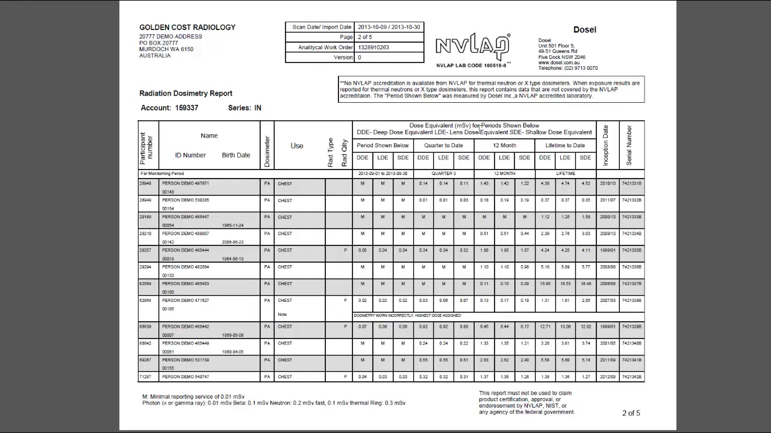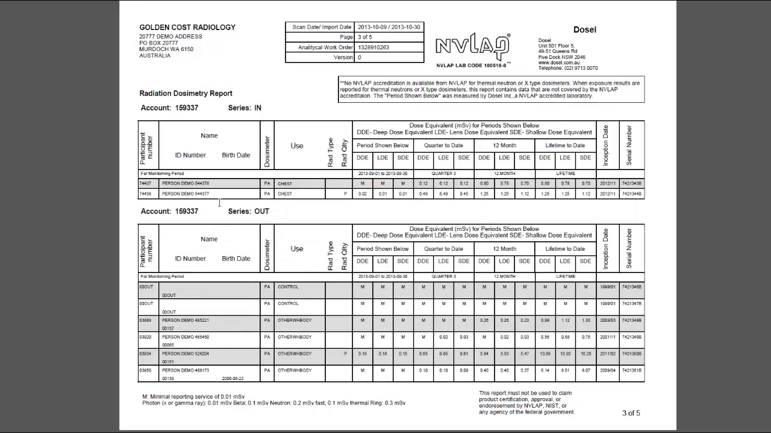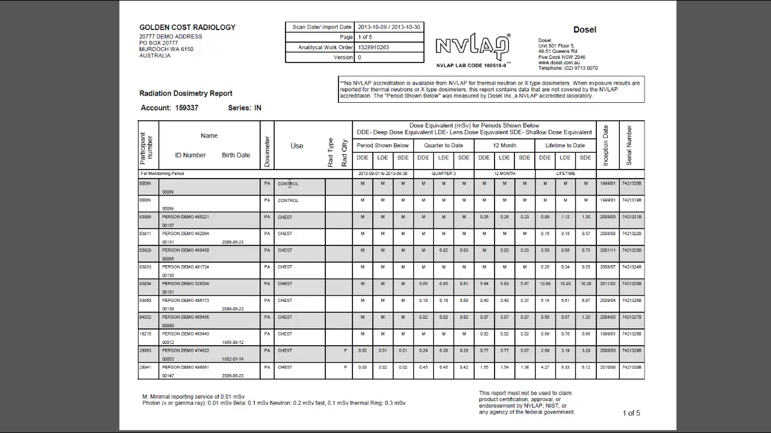The dose report contains the current doses for the wearing period for all participants that wore badges in this period. Then we can see here the accumulated doses for the quarter, accumulation for 12 months, and accumulation for life.